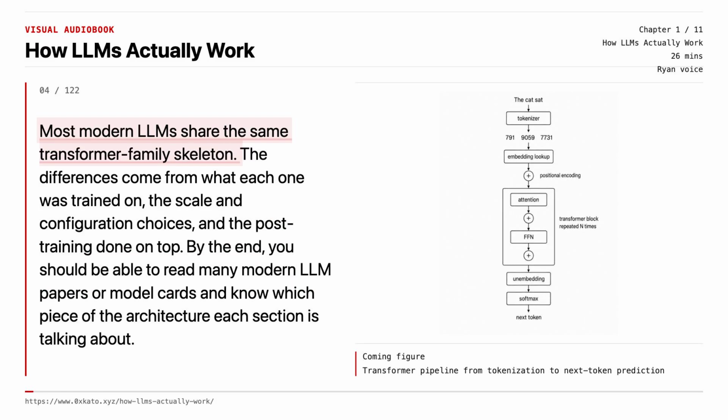Most modern LLMs share the same transformer family skeleton. The differences come from what each one was trained on, the scale and configuration choices, and the post-training done on top. By the end, you should be able to read many modern LLM papers or model cards and know which piece of the architecture each section is talking about.